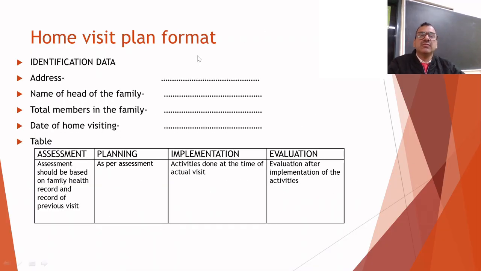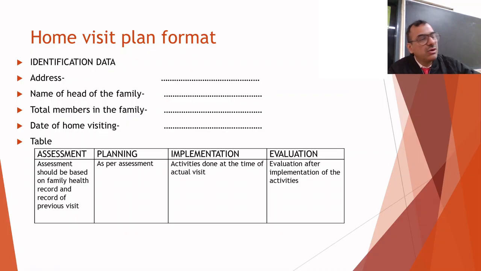This is a format for 1 family. The identification data has to be written: address of the family, name of the head of family, total members of the family, and date of home visiting. Okay, then we will fill this table. It contains 4 columns: assessment, planning, implementation and evaluation. So first these 2 columns we will fill while planning, assessment and planning.